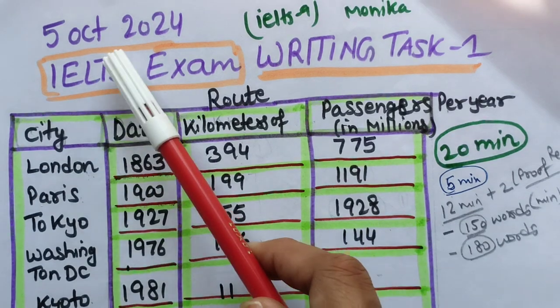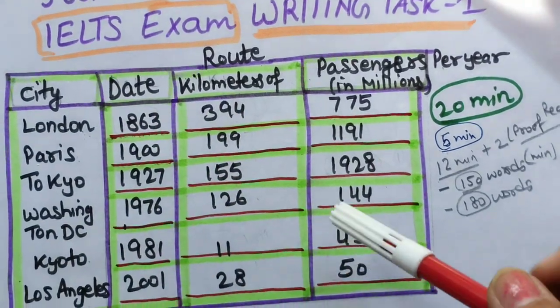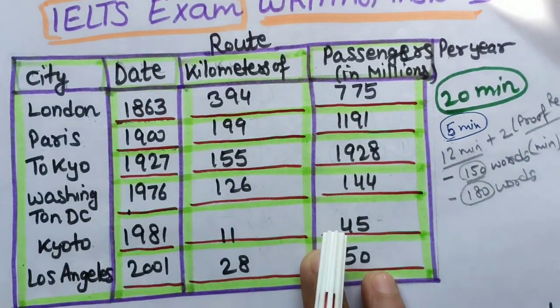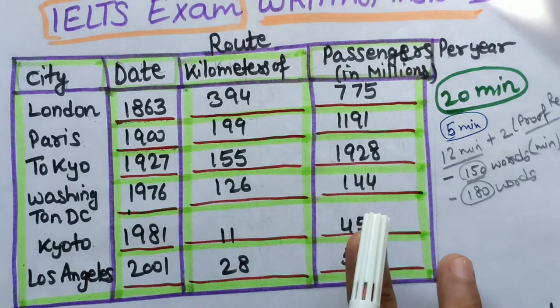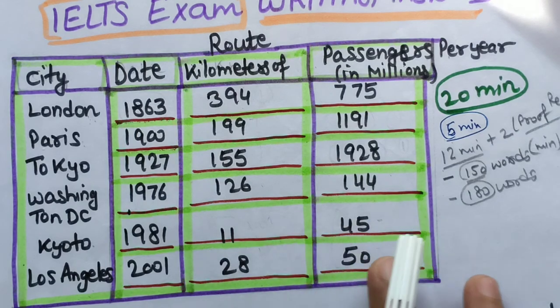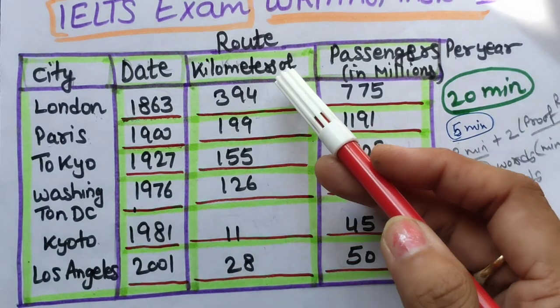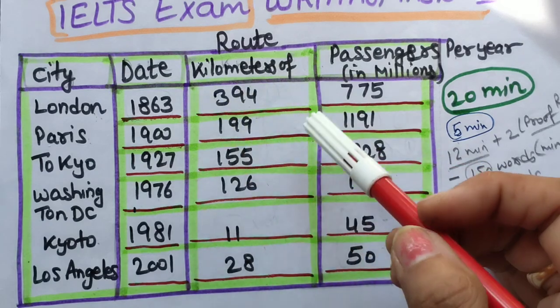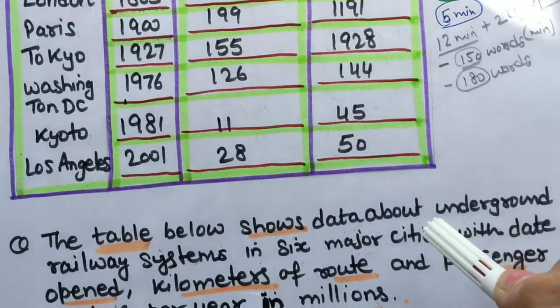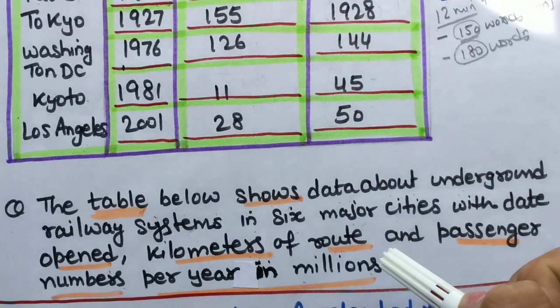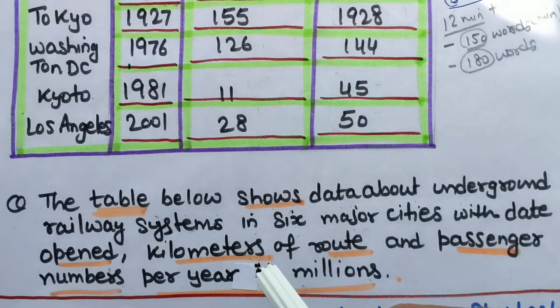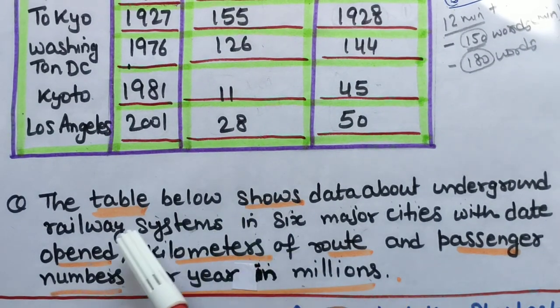That was part of 5th October 2024, and you can see this table. After getting the writing task 1 table, diagram, bar graph or pie chart, anything, please read the title of the table and read the question statement also. Okay, so let's read the question statement first, then we will discuss any other things about writing task 1.